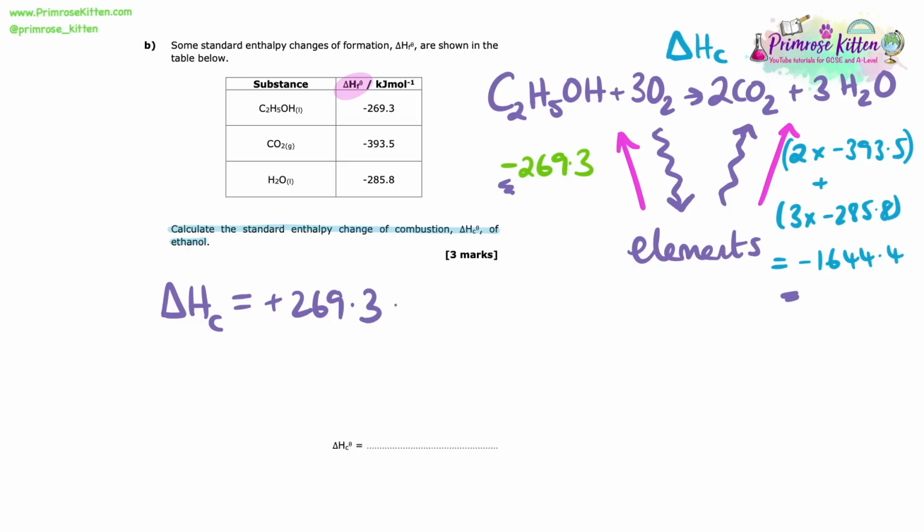Then we want to go up from the elements up to those products. Now we're following the same direction as that pink line. So we're just going to write it as we see it, that minus 1644.4. And that's the calculation we need to do to find this enthalpy change of combustion. We need to do positive 269.3 minus 1644.4. Now, tapping that away into the calculator, I find that this enthalpy change of combustion is equal to minus 1,375.1 kilojoule per mole.